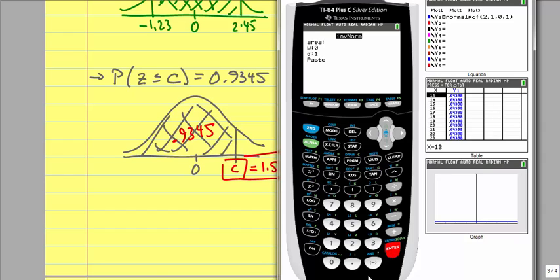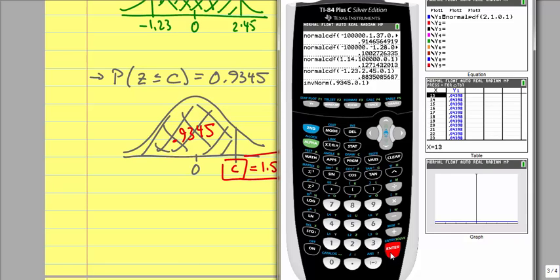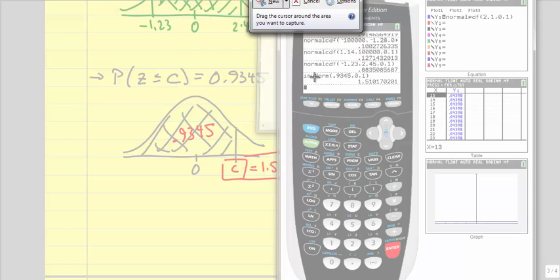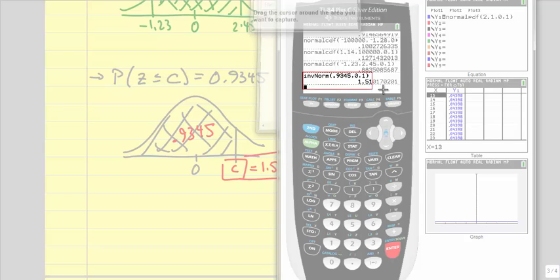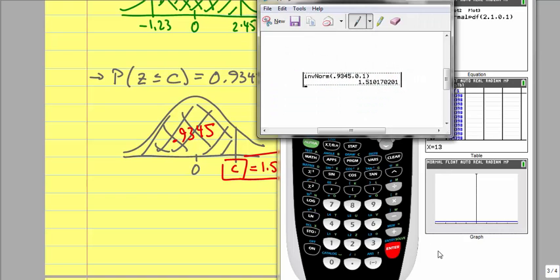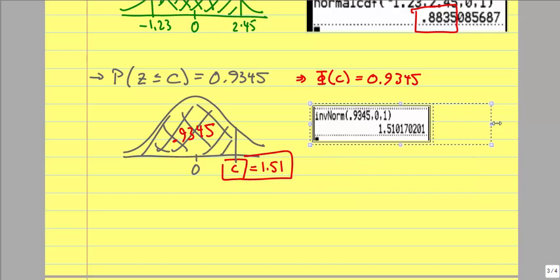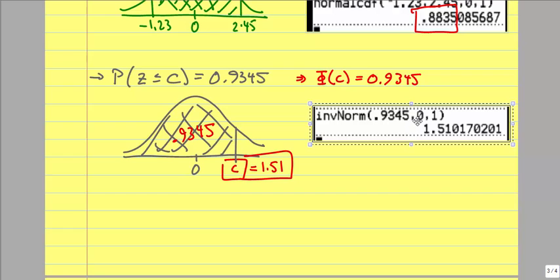Now the area that I was given was the 0.9345, and then I have that mean of 0 and the standard deviation of 1 like I have for all of these. Go ahead and hit enter, and then we'll paste this in and see how it compares. So we can see when we plug in this function, it always goes shaded area first, mean and standard deviation. I get the same value for c here, rounded to the same values.